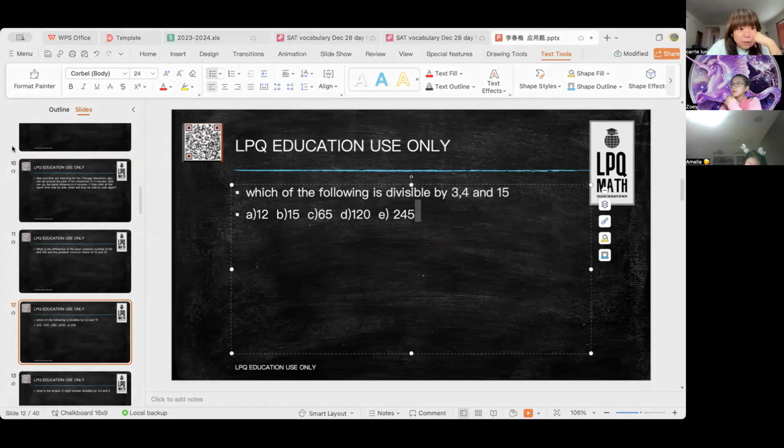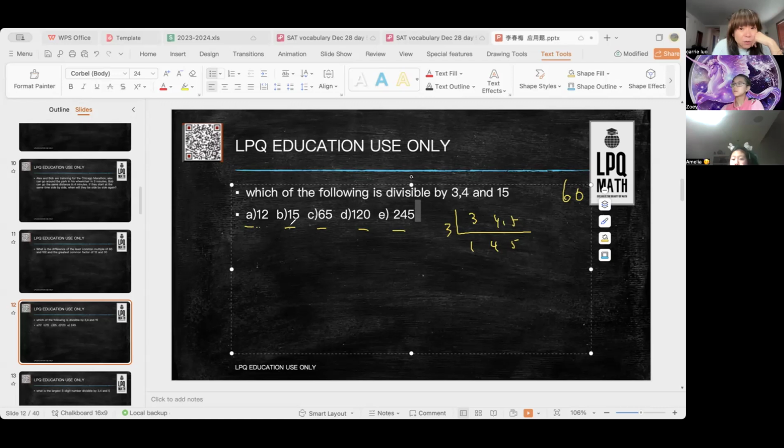So when we do that, we just find out what the lowest common multiple of 3, 4, and 15 is, which is 60. So all you need to do is use these 5 numbers divided by 60. Whichever number is divisible by 60, then this number is divisible by 3, 4, and 15. Understand?